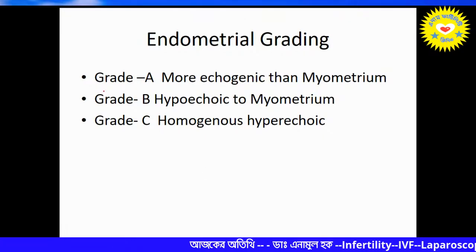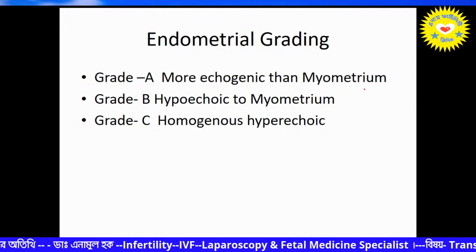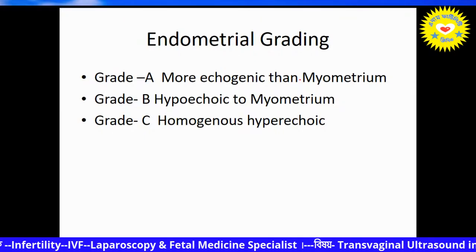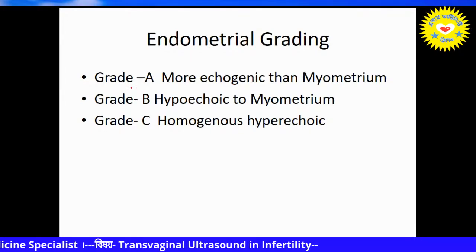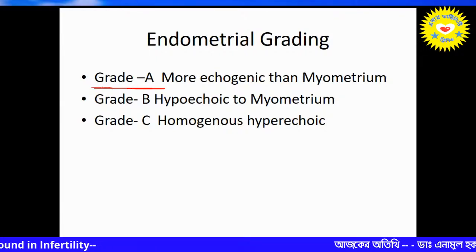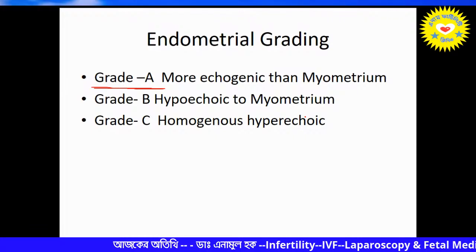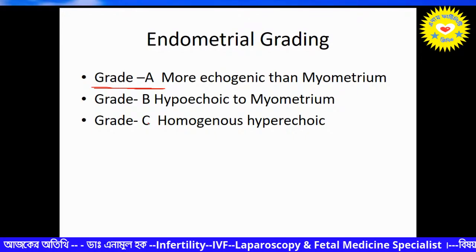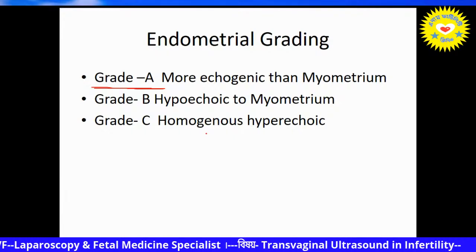In a grade A endometrium is more echogenic than myometrium. That is, when you will get in the secretory phase, your endometrium must be echogenic. So this is the grade A endometrium. This is the perfect for embryo implantation. And when endometrium is hypoechoic to myometrium, this is grade B, and homogeneous hyperechoic, this is grade C.